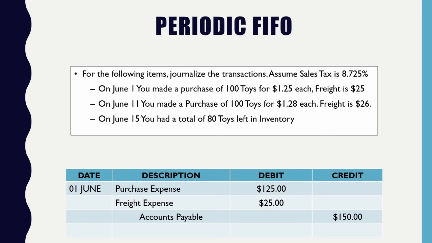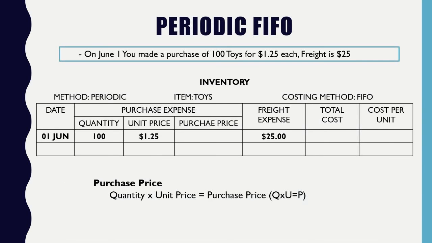My freight's going to cost me $25, so therefore I owe a total of $150. Okay. So once we figure that out, this is where we're going to plug it into our inventory worksheet. We're going to plug in the date, the quantity, the unit price, and then the freight. So this is where the formulas that we just took a look at are going to come into play.